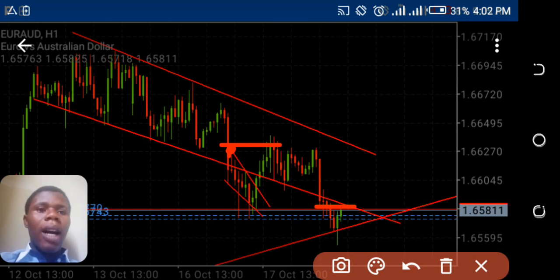Okay, guys. So there was a break of structure here in the 30 minutes. The 30 minutes market broke above it. Good. We have a break of structure. That's the first one. Now the second one is we have a trend line.